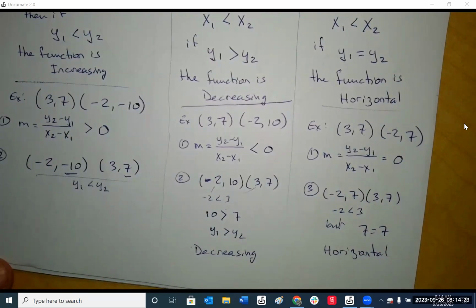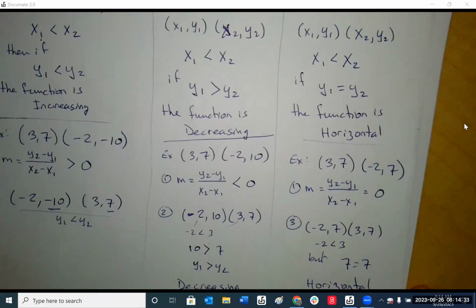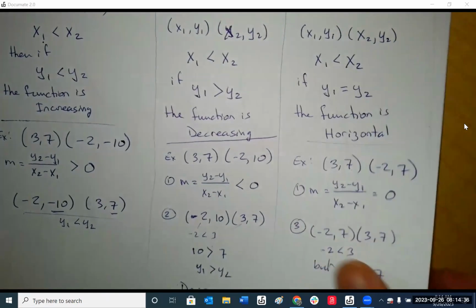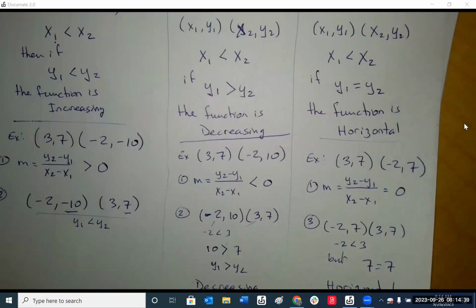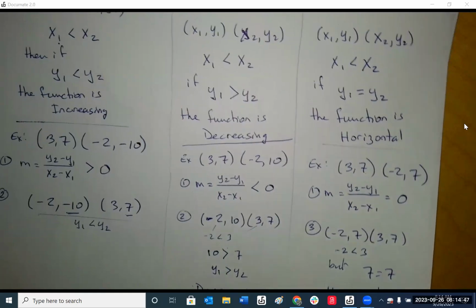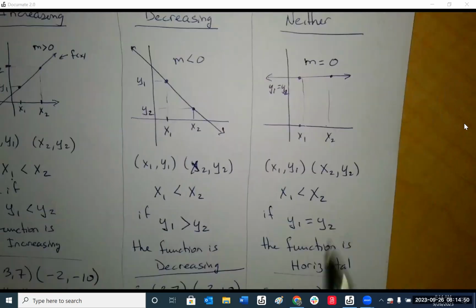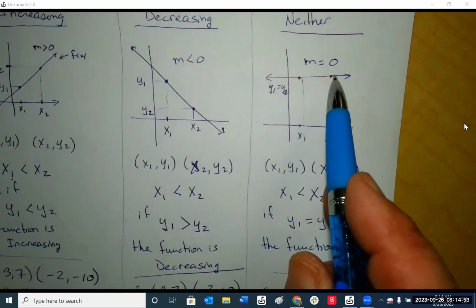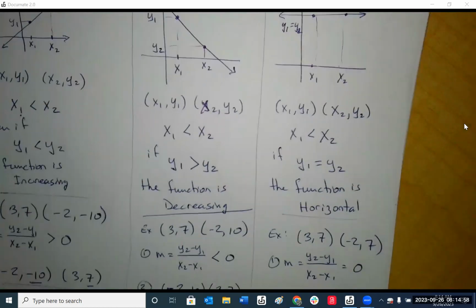Is there another possibility for neither? It's a vertical one. Very good. But the reason I didn't include it here so far is because a vertical line is not a function. Why is a vertical line not a function? Nope. The slope equals 0 is this one. It is a function. Well, let's look at it.